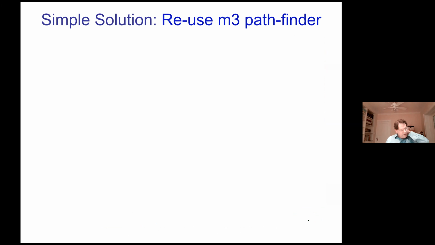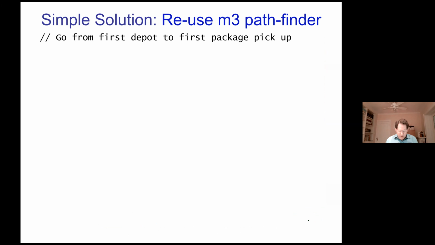So it's always good to think of what is a simple solution. Can you get anything working quickly? Because that's kind of the principle of agile development. So, let's see, how can you reuse your M3 pathfinder? There are lots of ways you could do this, but what's the simplest thing you can think of? People are already talking about things that are way more complicated in the chat, so maybe I have to give you the simple solution.